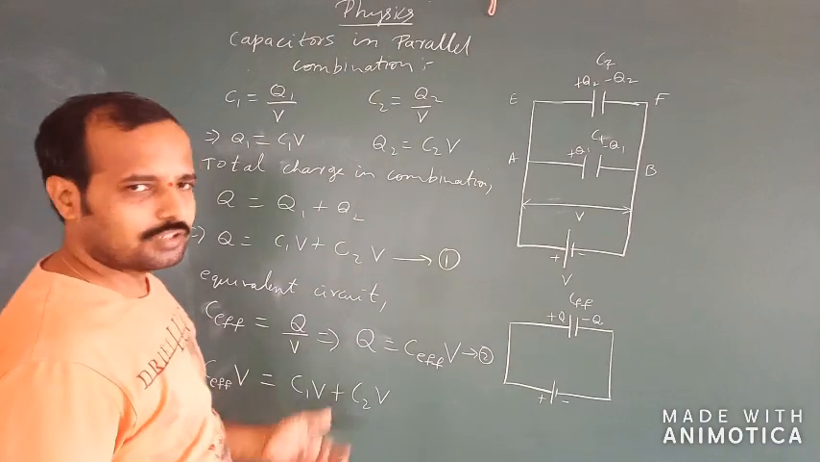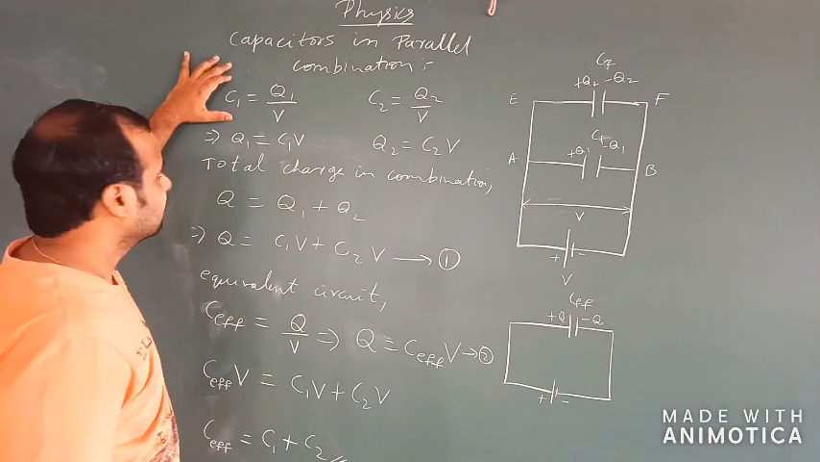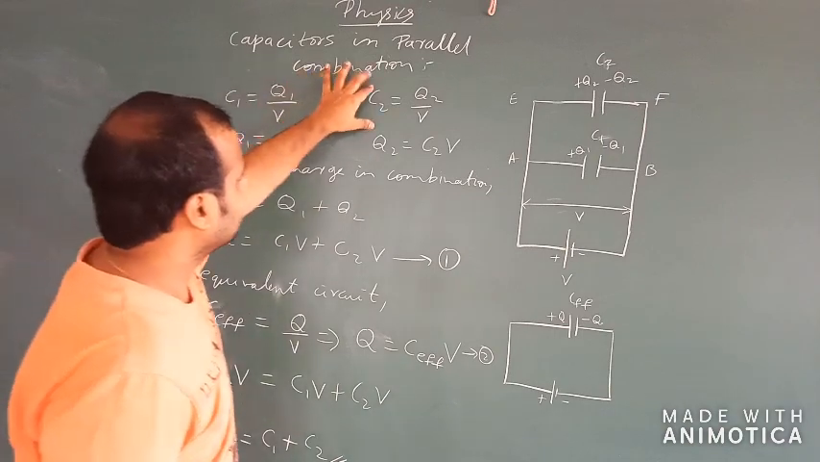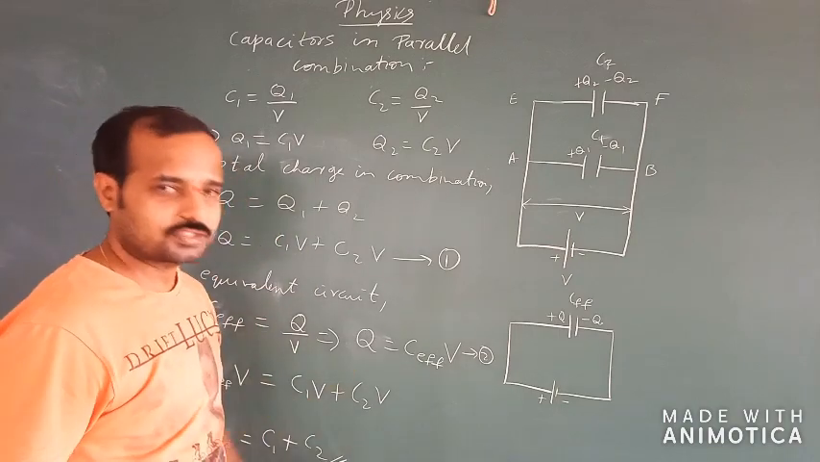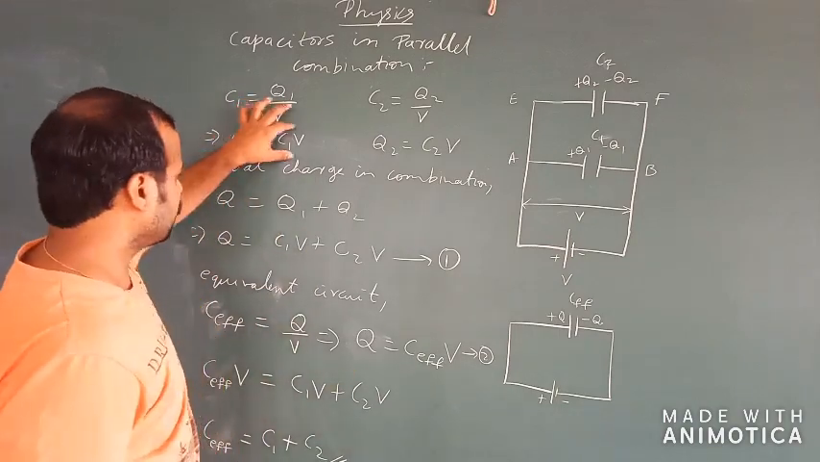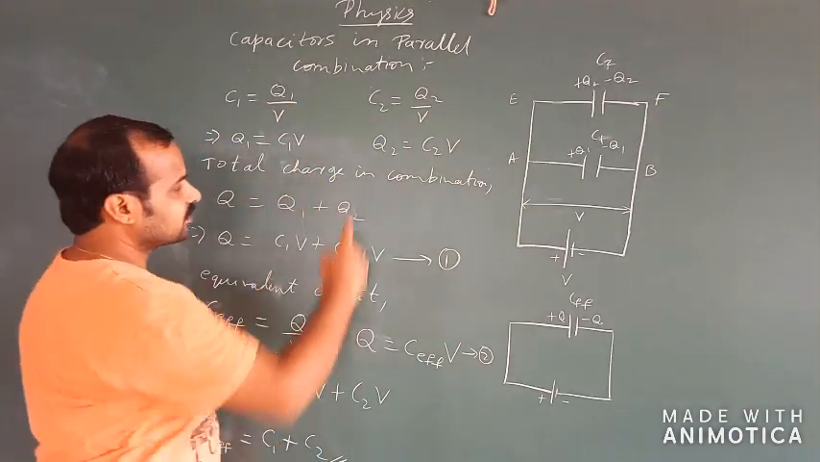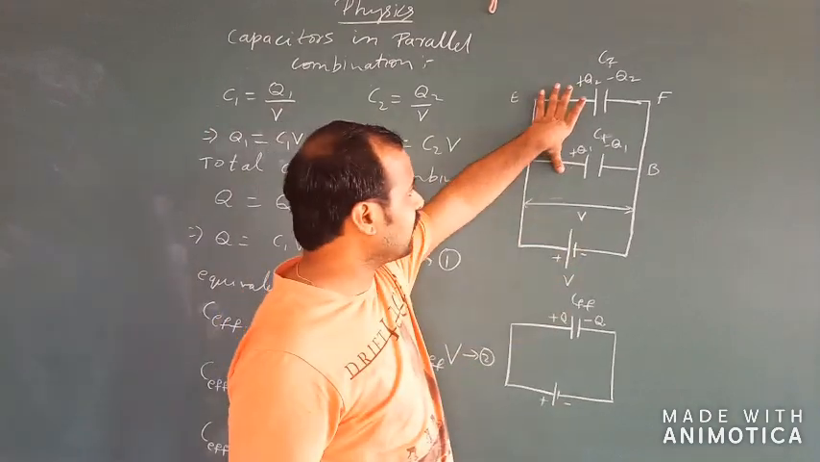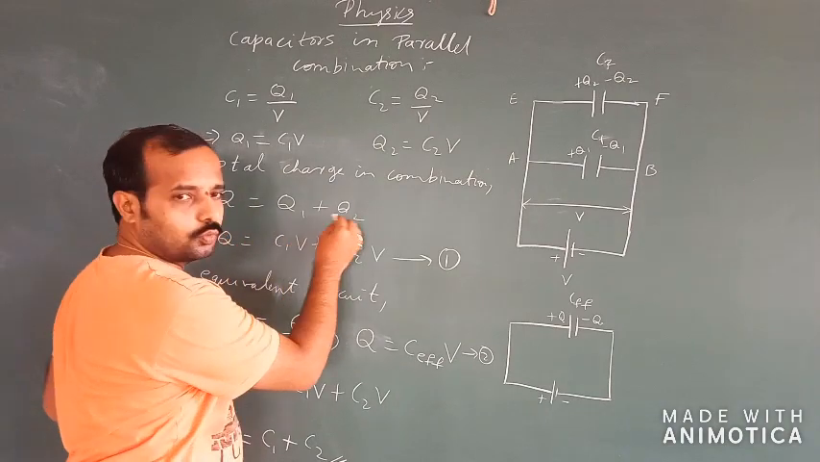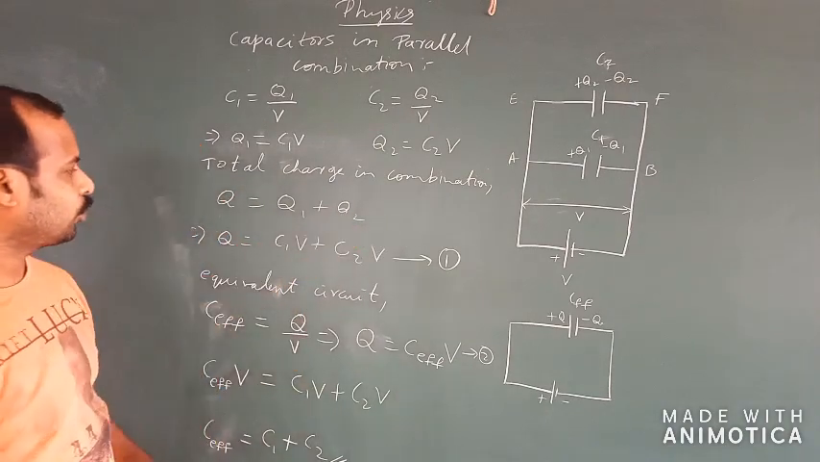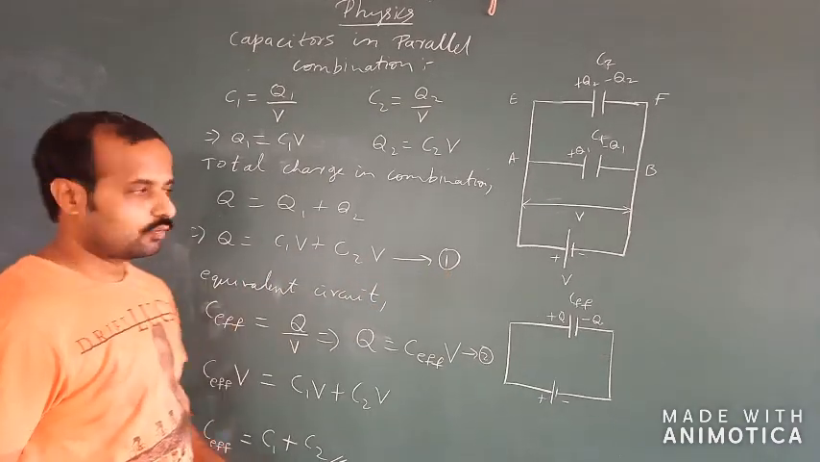So here once again we will go with the routine steps. Firstly, the capacitance C1 is Q1 by V and C2 is equal to Q2 by V. Since we are dealing in terms of charges, Q1 equals C1V and Q2 equals C2V. Now the total charge stored in both the capacitors combined is Q equals Q1 plus Q2. Substituting for Q1 and Q2, we get Q equals C1V plus C2V. This is equation number 1.